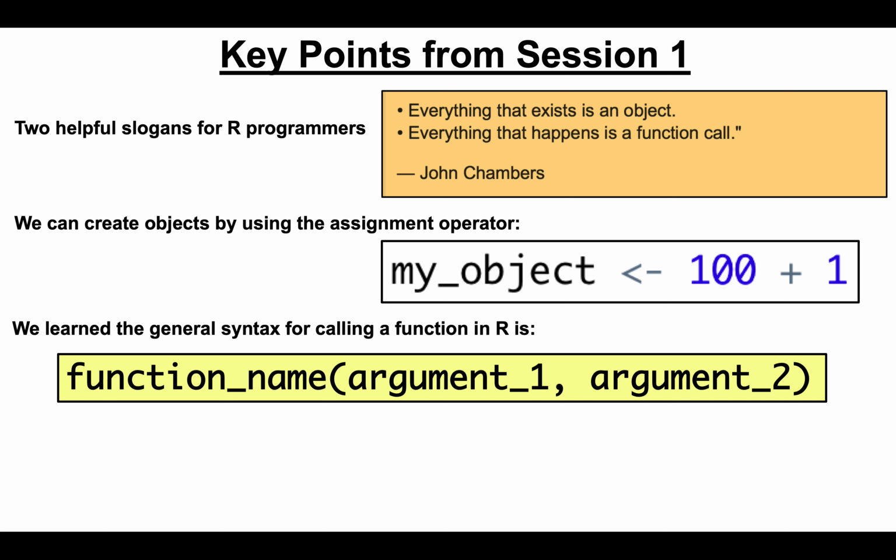We also learned the general syntax for calling functions in R. So not only can we create objects, so everything that exists is an object, we can create those objects, we know how. We also learned the syntax for calling functions. So we can create objects and we can call functions. And the way we call a function in R is to use the function name, and then inside of parentheses, we just feed that function the arguments, or the pieces of information that it's going to need to do its job.